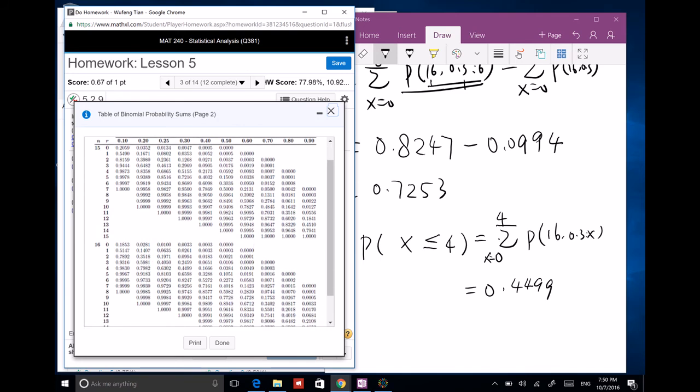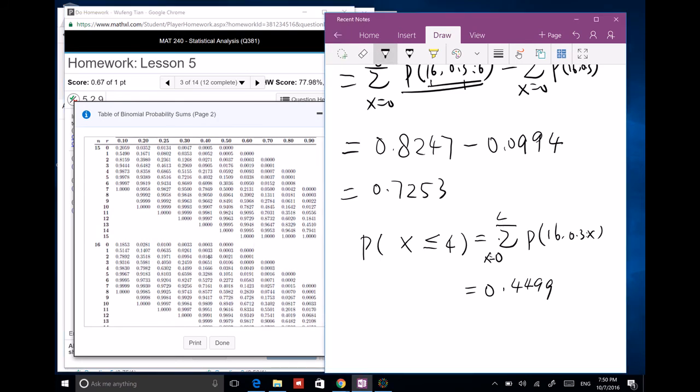Fewer than 4 trucks is just a 3, not equal to 4. So just from 0 to 3. So just a 3 is 0.2459. Okay, 0.2459, because it's less than or equal to 3.